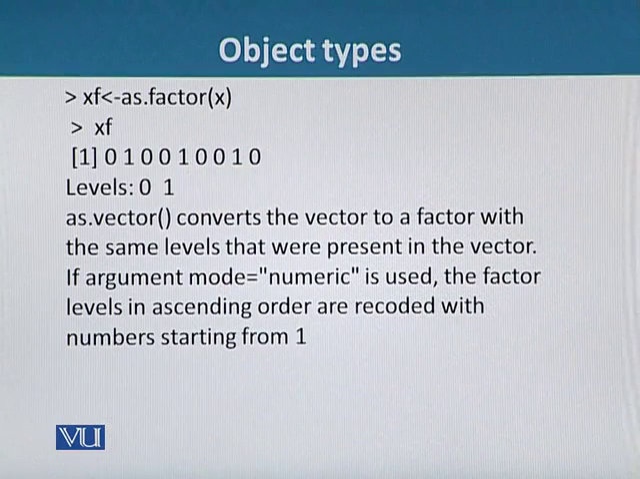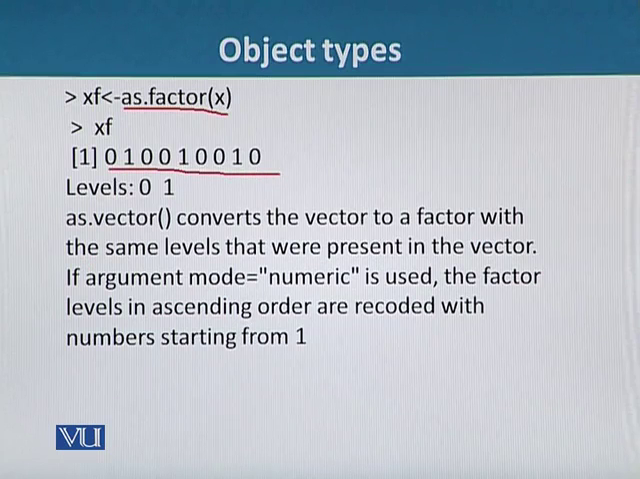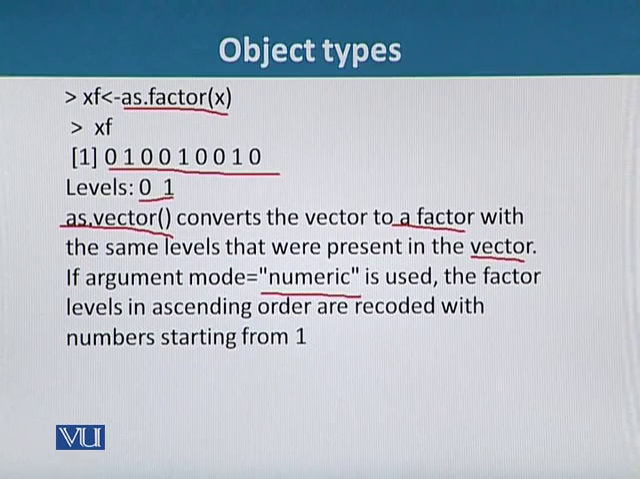If you use this command as.factor(x), it means that we are going to get the categorical data, and we will get this answer, and the levels are 0 and 1. It means it starts from 0 and 1 is the end. The as.factor command converts the vector to a factor with the same levels that were present in the vector. If argument mode numeric is used, the factor levels in ascending order are recorded with the numbers starting from 1.